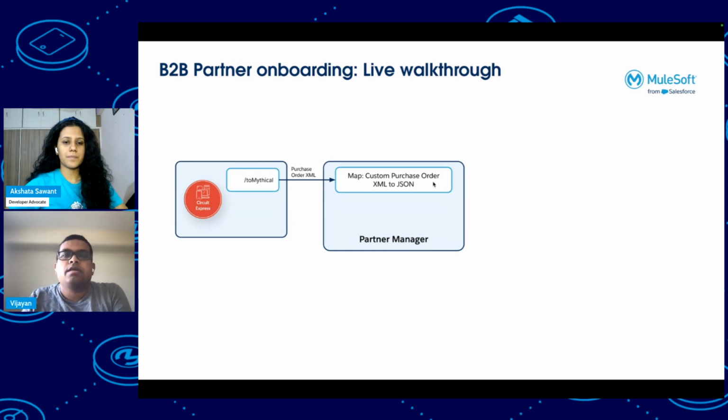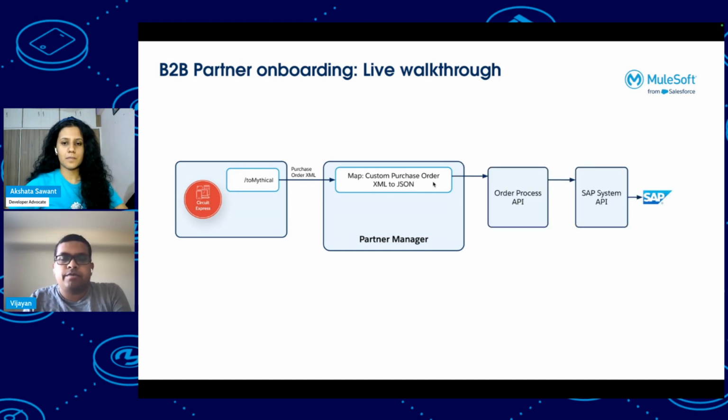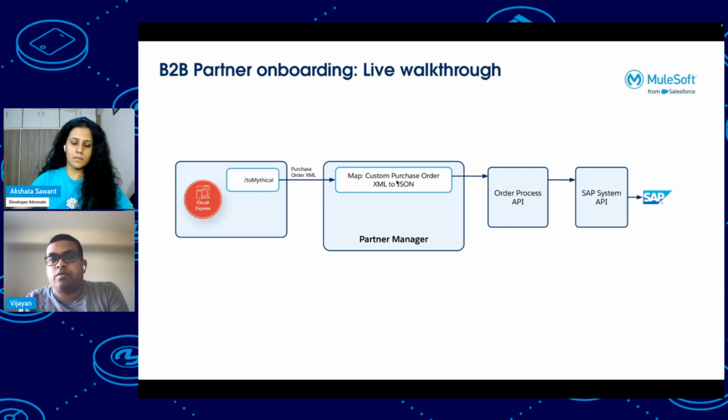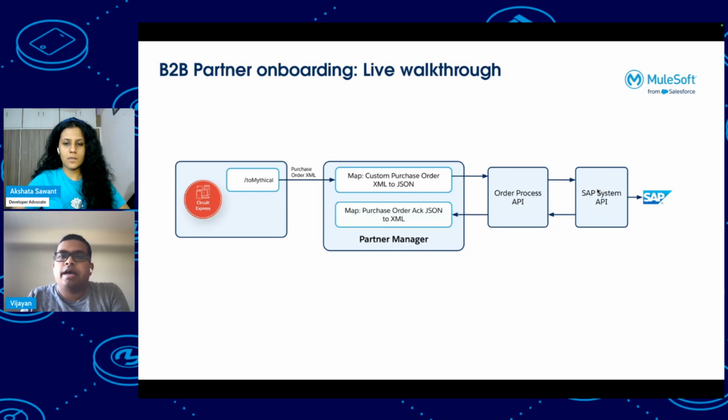And once we have that JSON, the message flow configuration also has routing information that tells it, hey, once you convert that into a JSON, call this process API to hand off that message. And the responsibility of calling the system API to create the order in SAP is basically in the process and system layer. And we are going to be getting an acknowledgement transaction back.